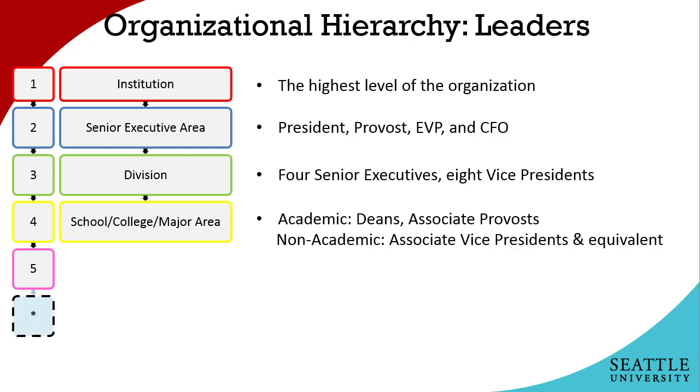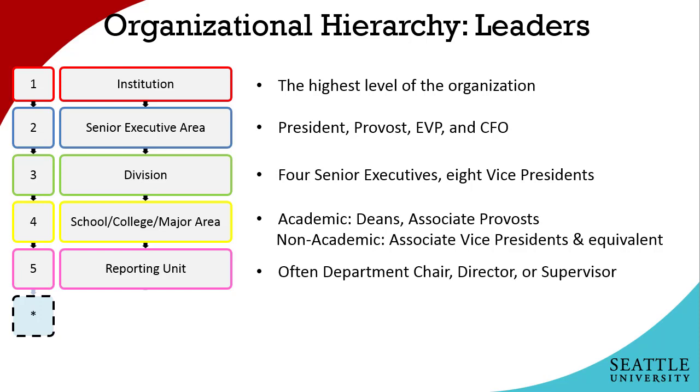In academic areas, the provost relies on deans and associate provosts to serve as administrators of their respective areas. For non-academic areas, the divisional administrators often rely on associate vice presidents and others to perform this role. Reporting unit. School, college, and major area administrators often rely on others to provide direct oversight of activities. These reporting unit administrators may hold any number of titles, but often they will be department chairs, directors, or supervisors.